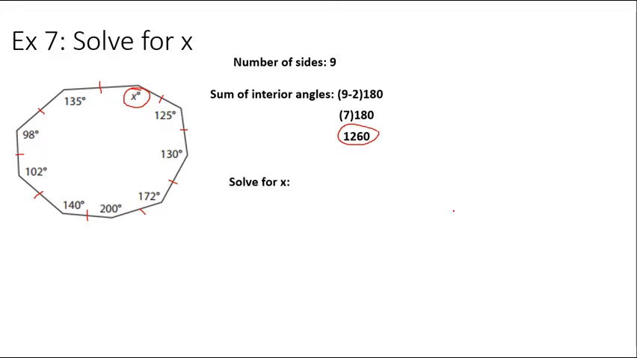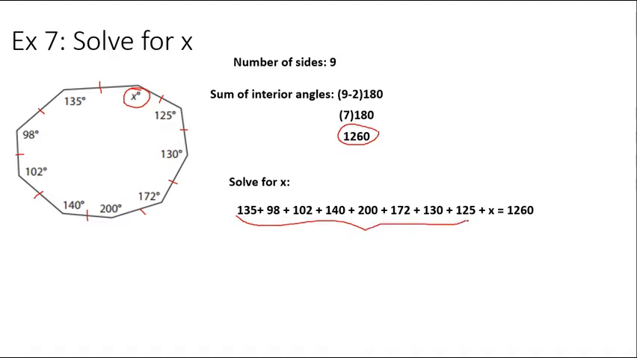Now to solve for x, we take all the angles, including the x, and we add them all together, and that should all equal 1,260. What we do next is add up all the numbers first, and we leave the x by itself. All those numbers added up will give us 1,102. So we have 1,102 plus x equals 1,260.